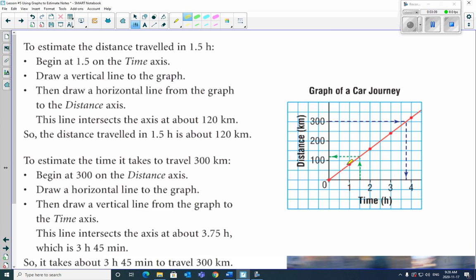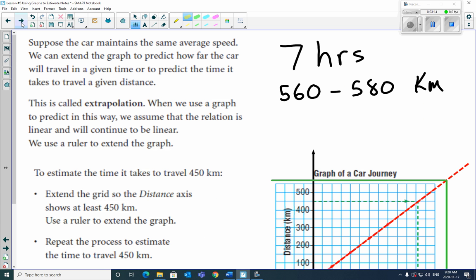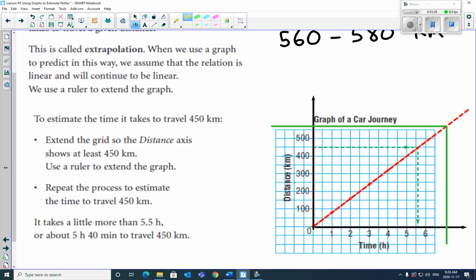Okay, so flip to the fourth page. Now we're going to talk about, suppose the car maintains the same average speed. We can then extend this red line as far as we want to go, and we can extend our axes, our x here, which is time, and our y, which is distance. There are two questions here. Estimate the time it takes to travel 450. Well, 450 is on the graph, right? So come across here, hit the red line, go down. You can see it's just over 5.5 hours. That's interpolation because it's within the graph.